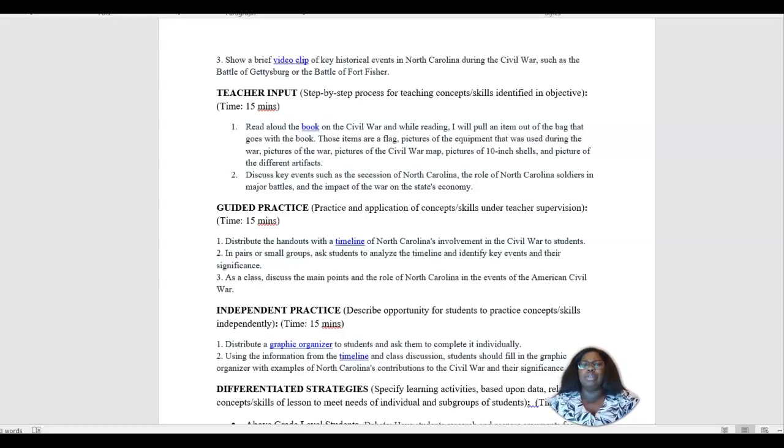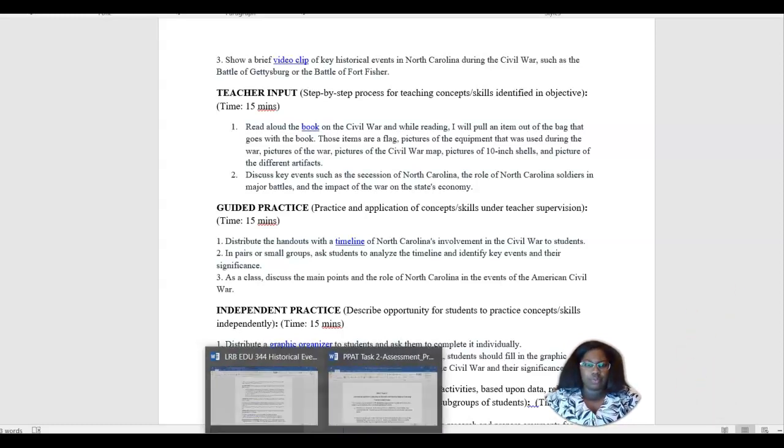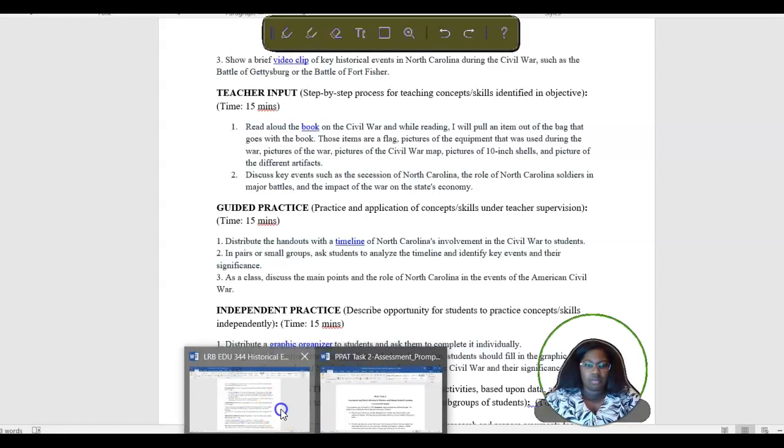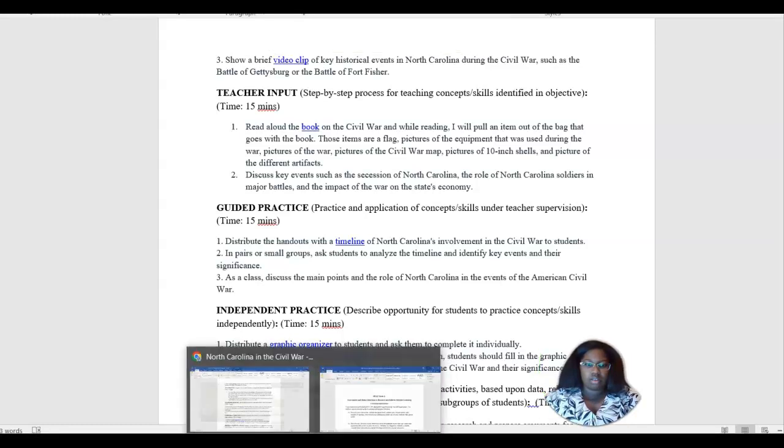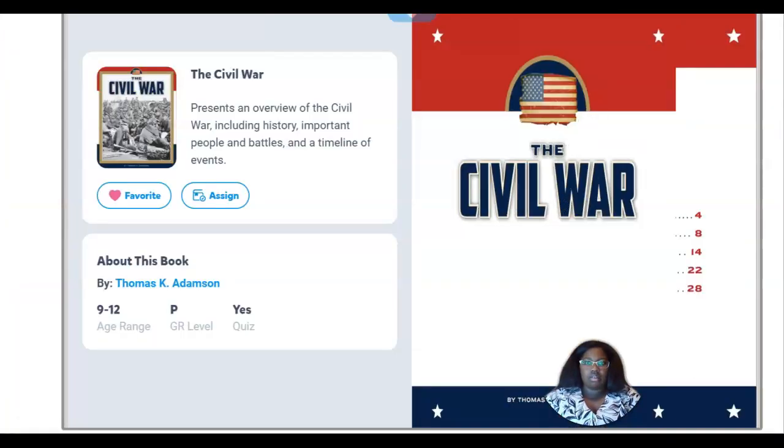Those items will include a picture of an American flag, the equipment that was used during the war, pictures of the war taking place, like I said, the map of the United States during the war, and pictures of shells and different artifacts that they had during the war. So give me a second.